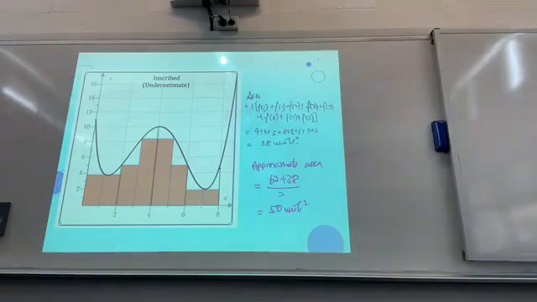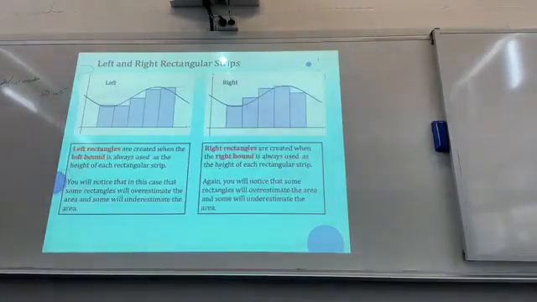Alright? So let's write it down. The inscribe and circumscribe, that is 50 units square. Alright? Now, let's have a look at the next bit.